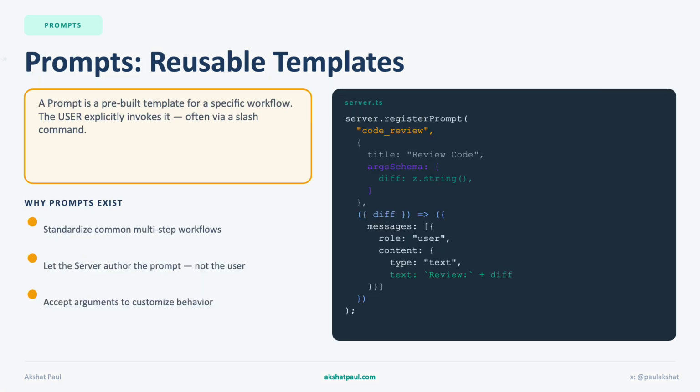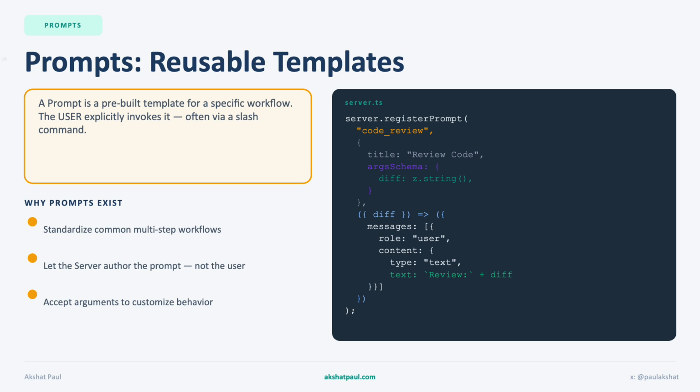Prompts are the third primitive, and they're the most underused, which is a shame because they solve a real problem. A prompt is a pre-built template for a specific workflow that the user explicitly invokes, often through a / command in the host application. Unlike tools, the model doesn't decide to use a prompt on its own. Unlike resources, the host doesn't silently attach it either. A human consciously picks it.